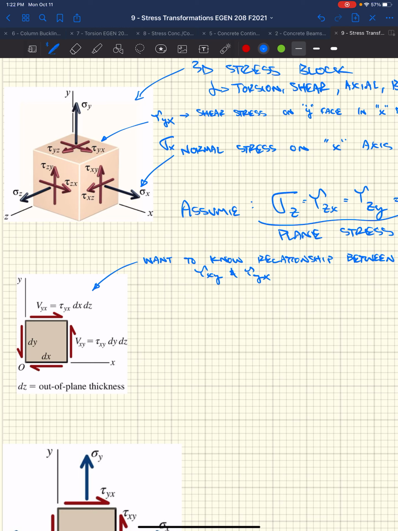Essentially what we're doing in this figure is we're taking this stress, multiplying it by an area. The area being the width or the height times its thickness, right? So tau, let me zoom in there so you can see this.